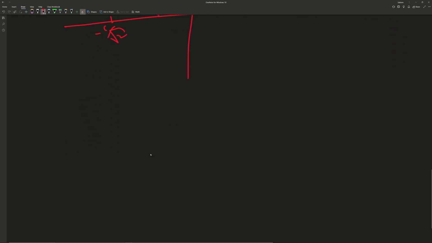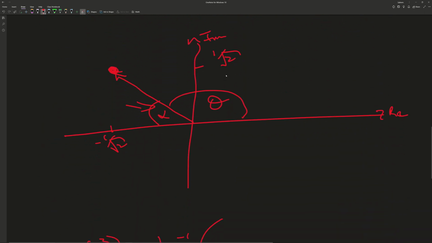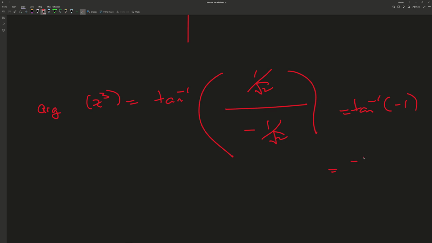So what do I need to do now? I need to find the argument. How do we find the argument again? The argument is equal to tan inverse of y upon x, which is 1 upon root 2 over negative 1 upon root 2, which is the same thing as tan inverse of negative 1. What's the tan inverse of negative 1? It is negative pi upon 4.